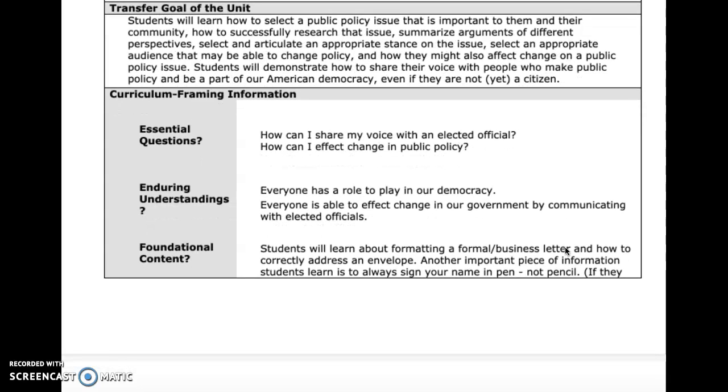Just a brief review of everything else in the unit. Foundational content: I'm teaching students how to write a formal or business letter, as well as how to address an envelope, and that if you are to sign your name, it should always be in pen. Those are the foundations of our letter writing unit.